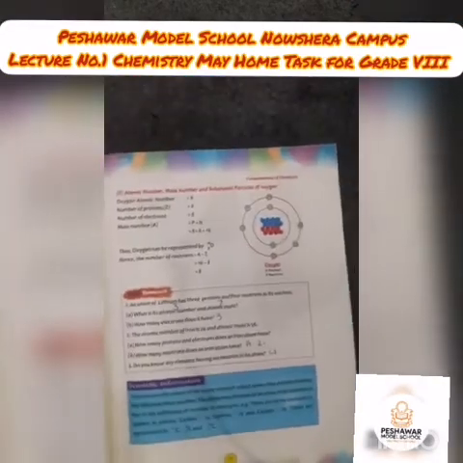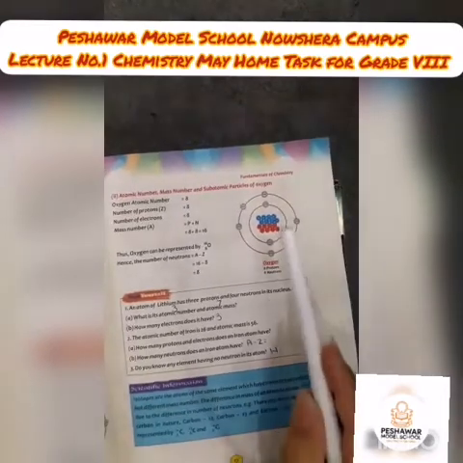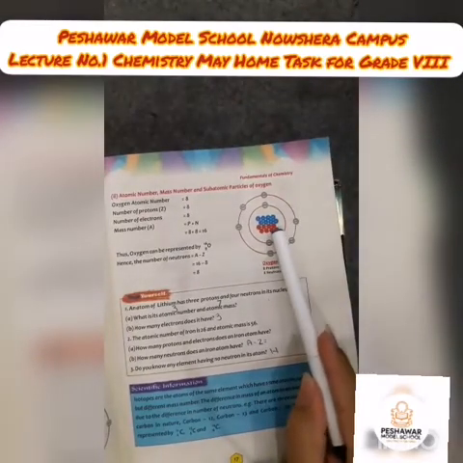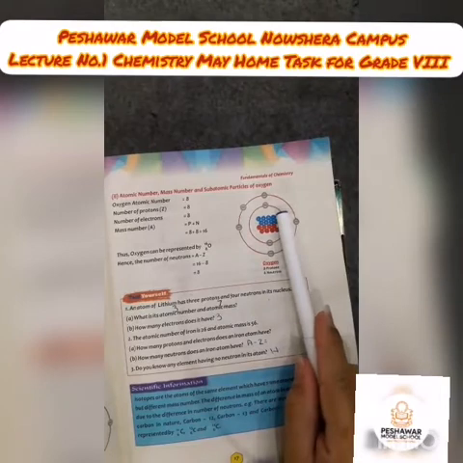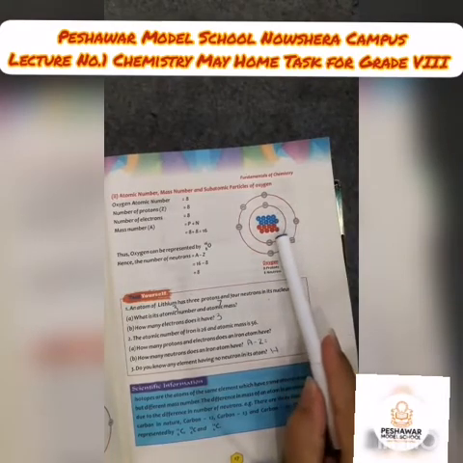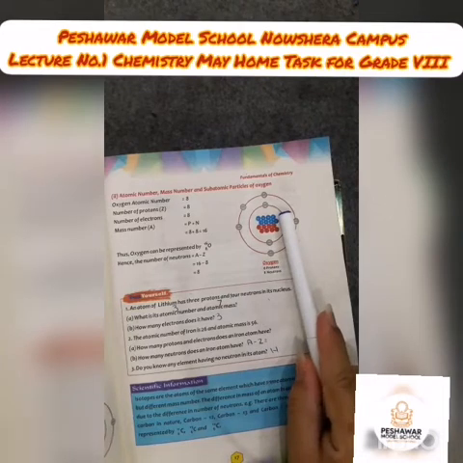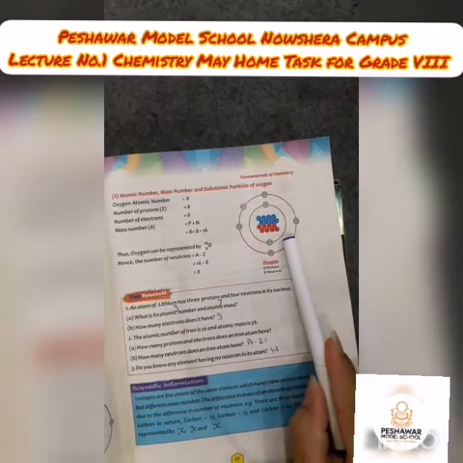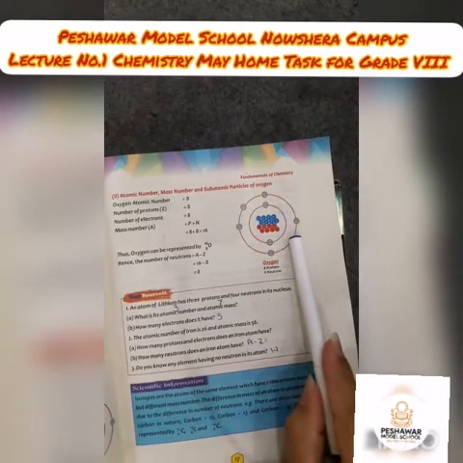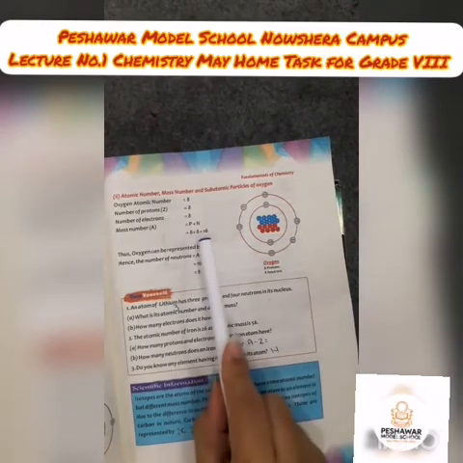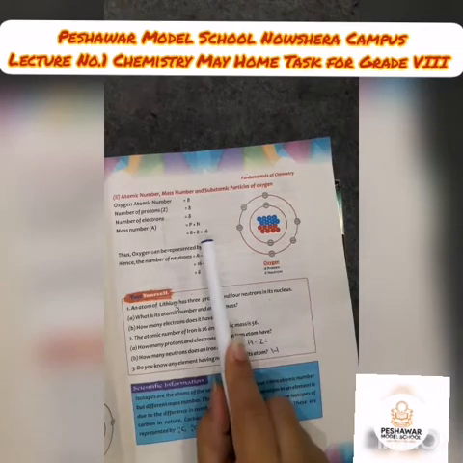Now the next example is oxygen. Now the blue ones are protons and the red ones are neutrons. We have 8 protons in the oxygen and 8 neutrons in the oxygen. When we add 8 protons and 8 neutrons, then the atomic mass of the oxygen will be 16. These are the two examples of atomic mass.